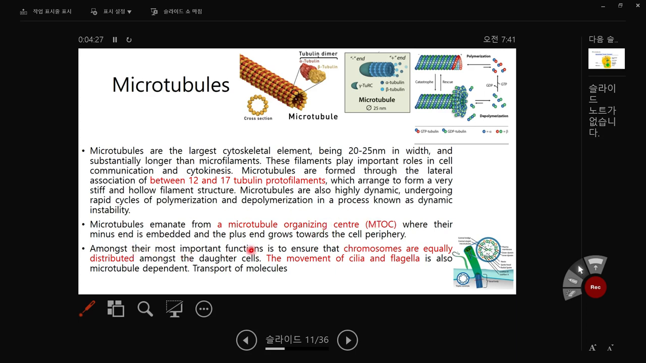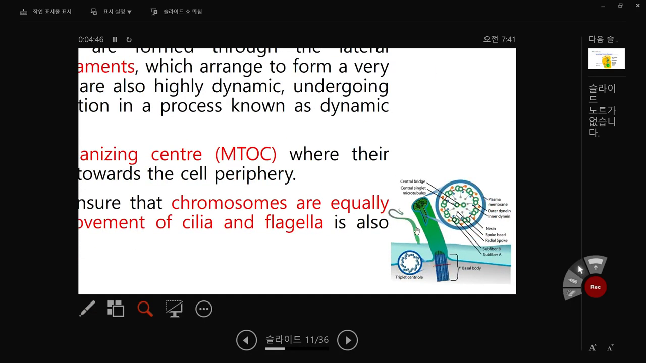Amongst their most important function is to ensure that chromosomes are equally distributed among the daughter cell. And then movement of cilia and flagella is also microtubule dependent. And then transporting molecules, very important. So this is a cilia. So cilia structure, also they have microtubule here. Okay, and then hollow. So where are the cilia?